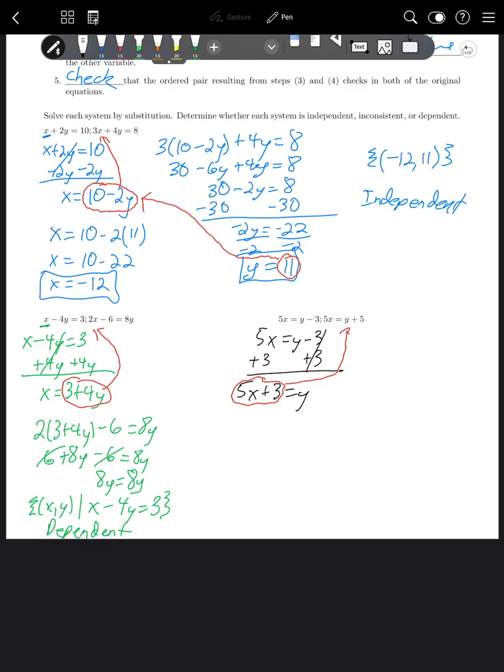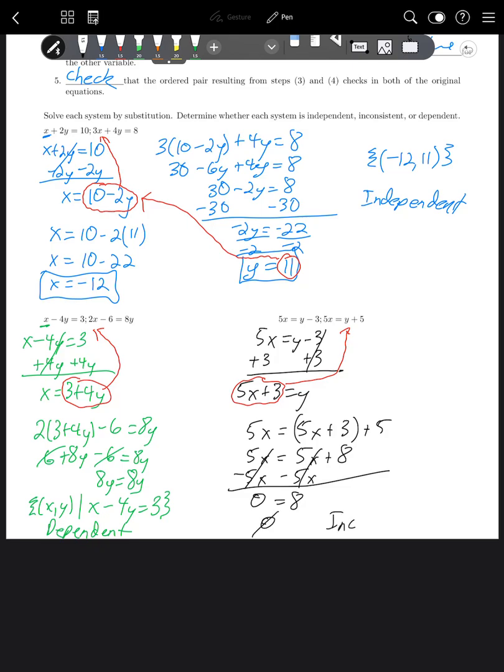So that's going to be 5x equals 5x plus 3 plus 5. So that's 5x equals 5x plus 8. Subtract 5x from both sides, and you get 0 equals 8. Now, does 0 equal 8? No. So this is what we call an inconsistent equation, and in fact, this is an inconsistent system. So there are no solutions, and this system is inconsistent.